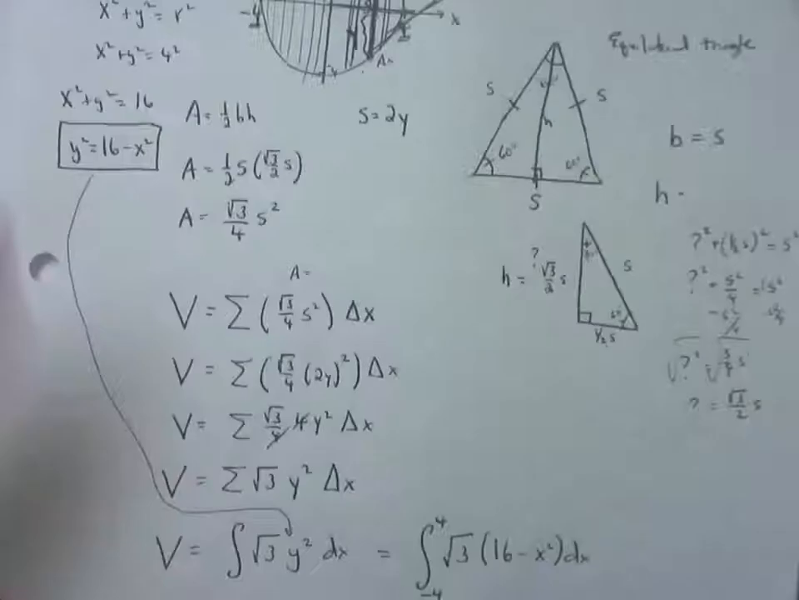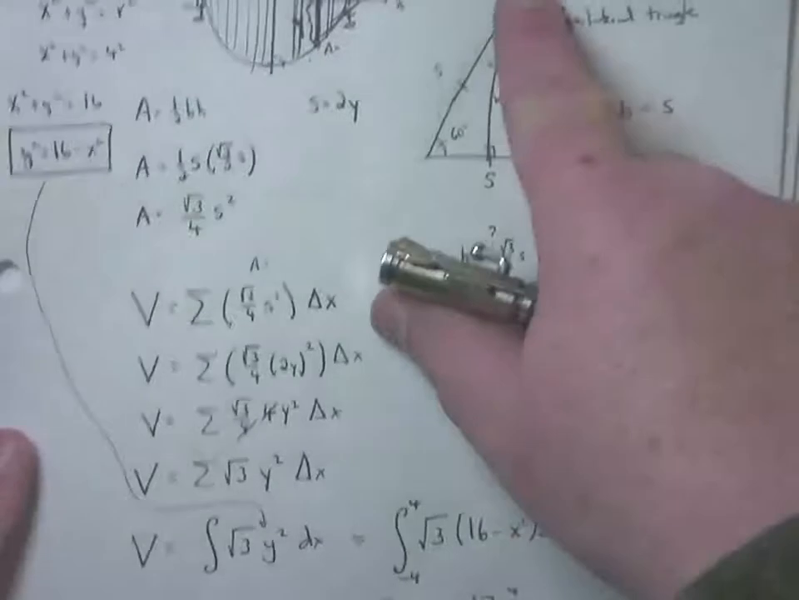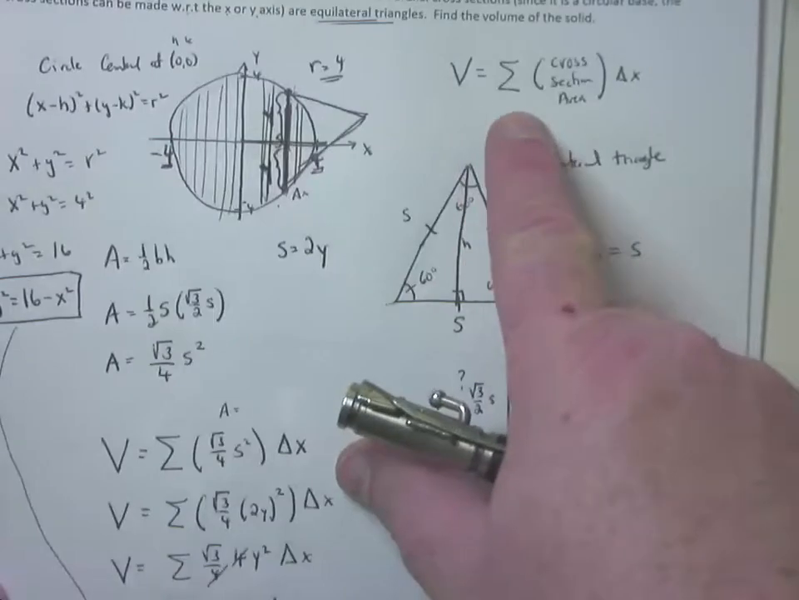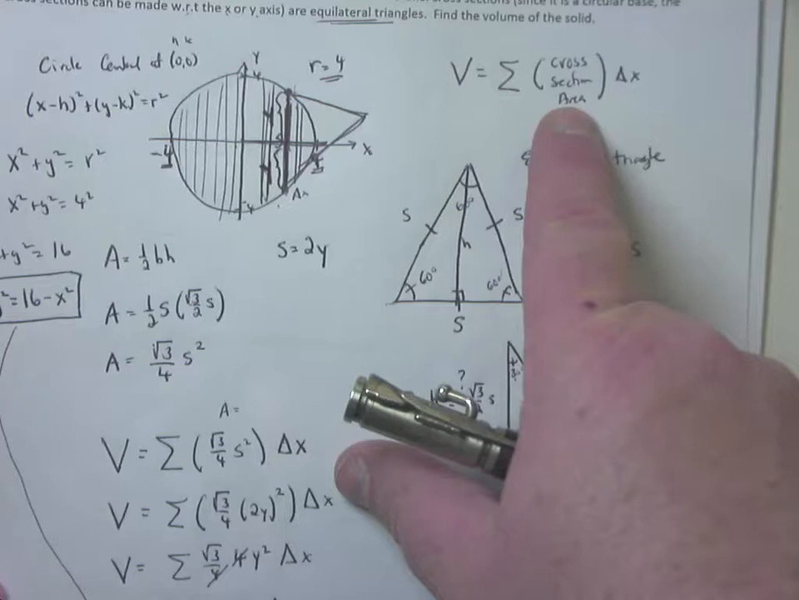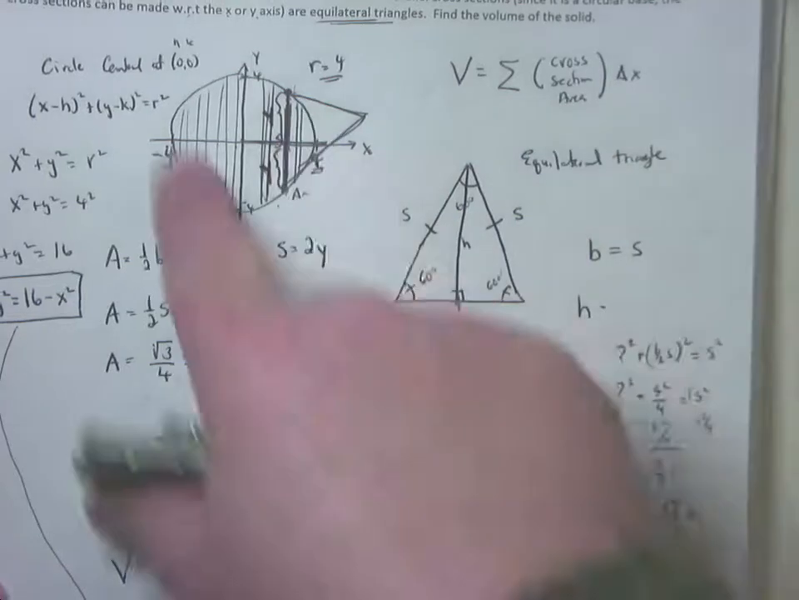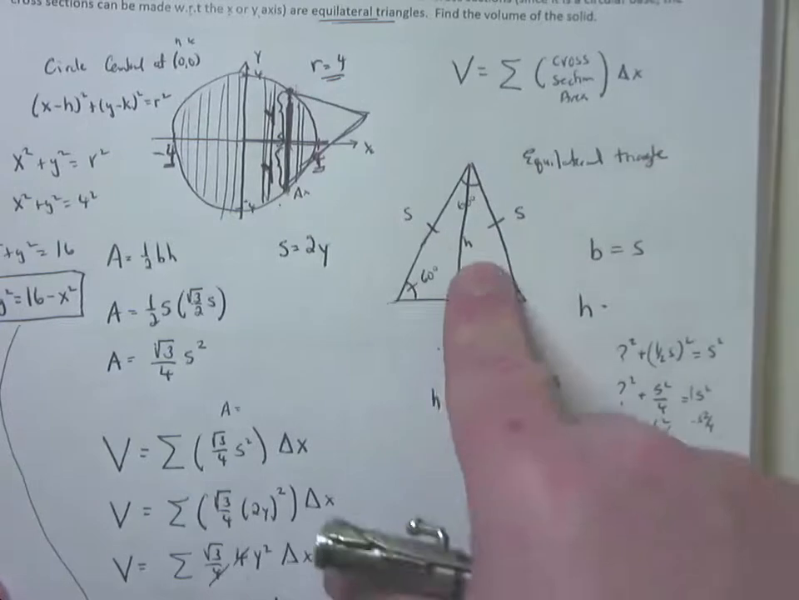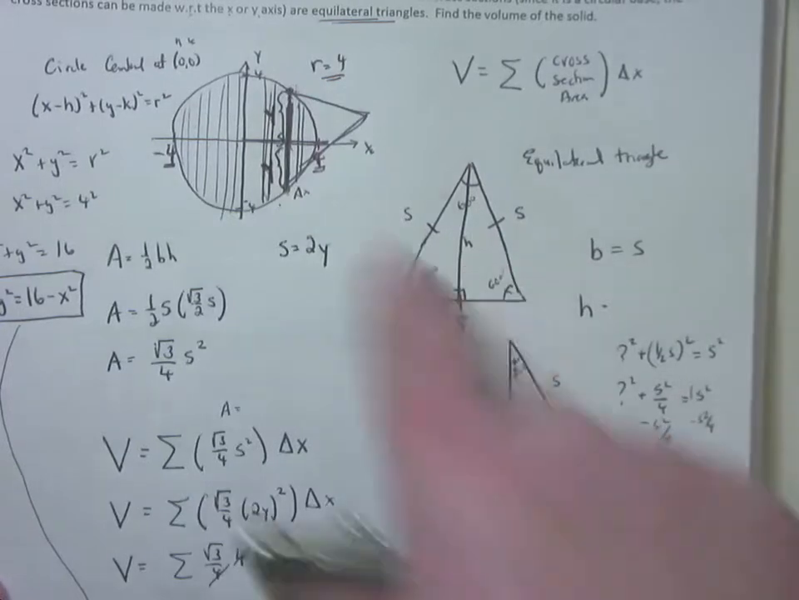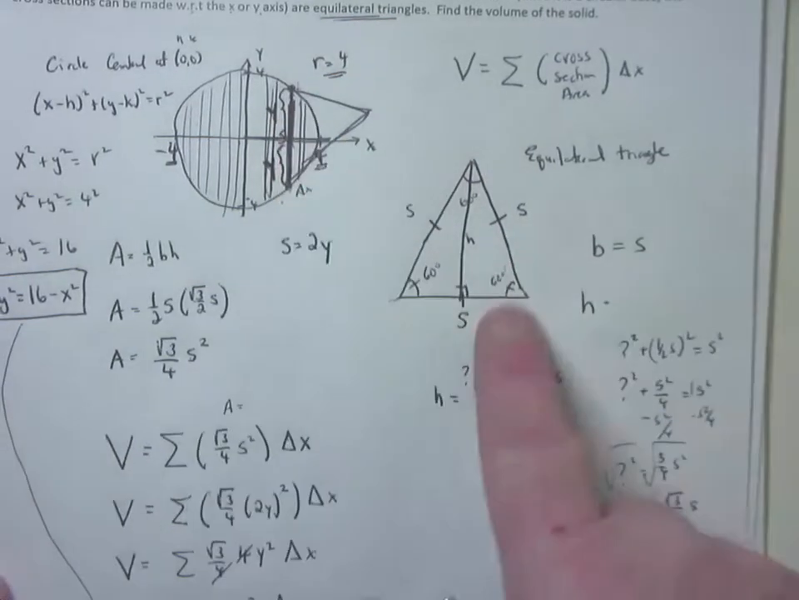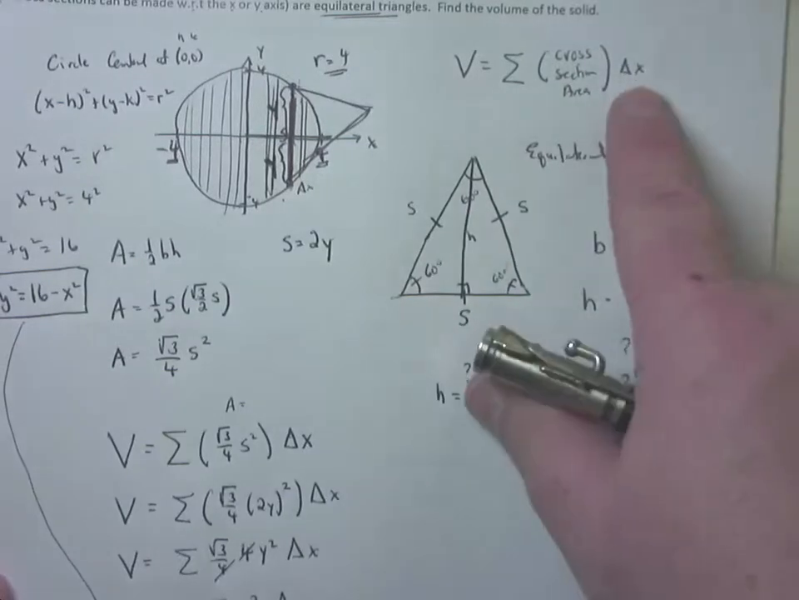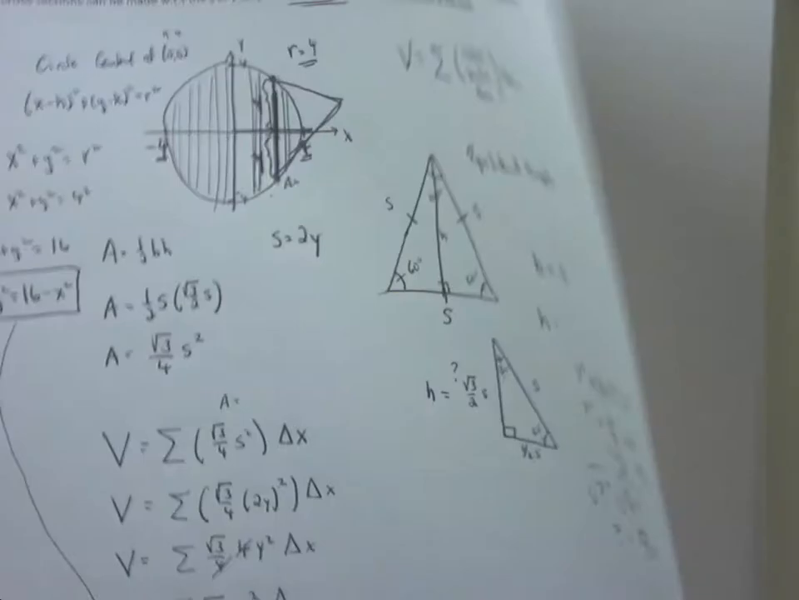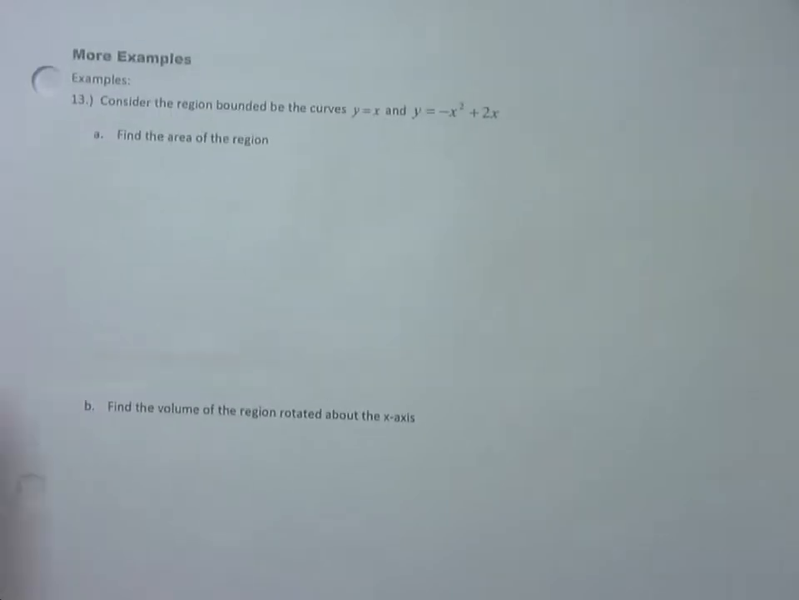Remember, where did I start this kind of problem? The volume is equal to the sum of the cross-section areas. So I first start with the base, and then I draw my little cross section here and analyze that so I can get the area of this guy. But I've got to base this area on x's and y's, and then depending on which axis I slice, it's going to be a delta x or delta y. So let's do another one. Don't worry, we've got another one to do. But let's look at some of these examples from WebWork.